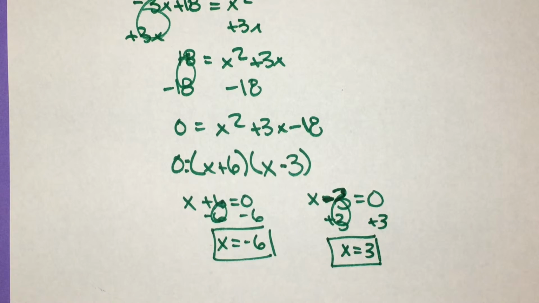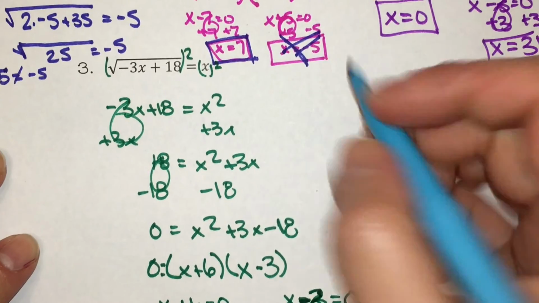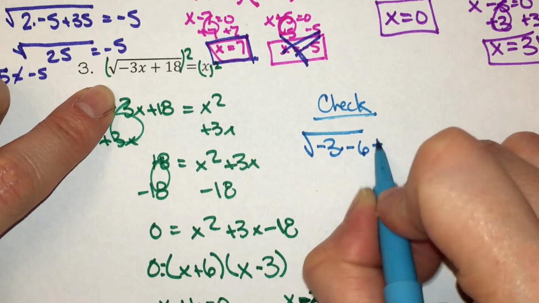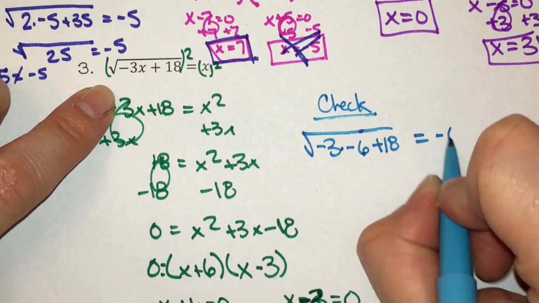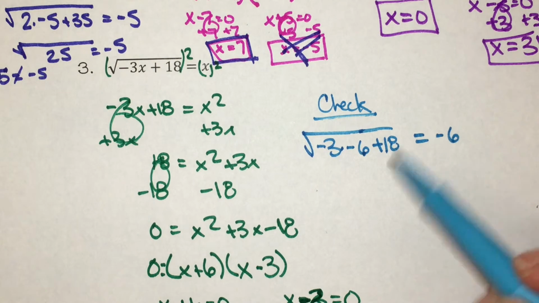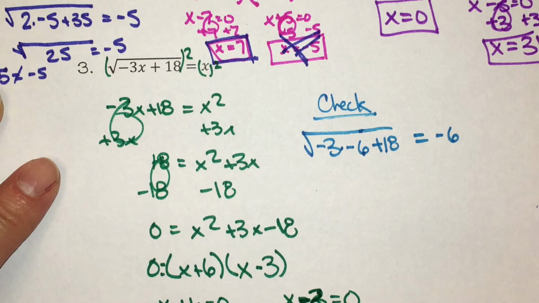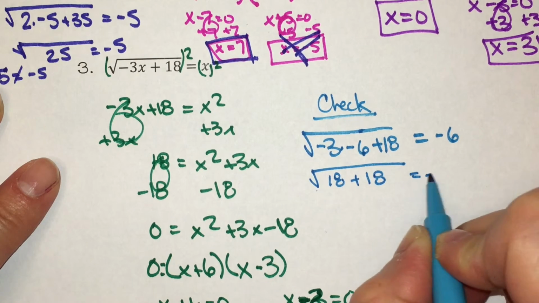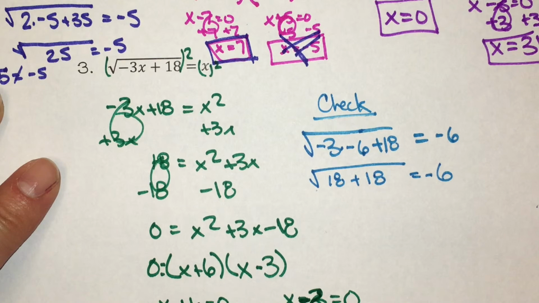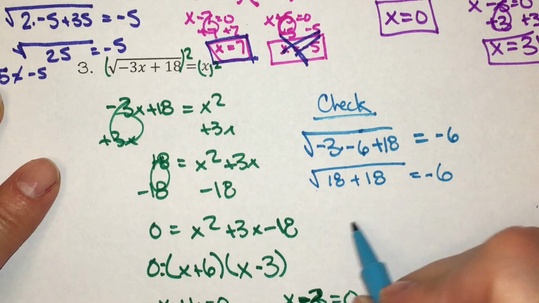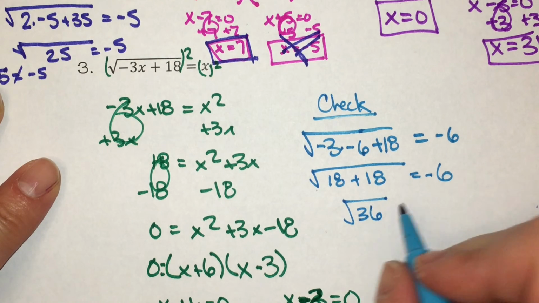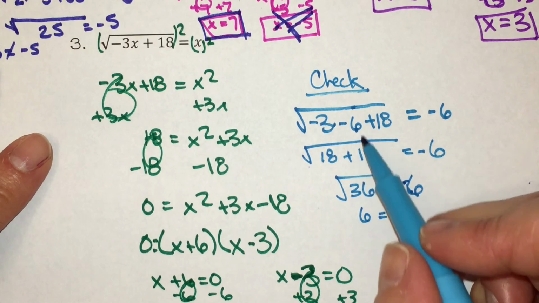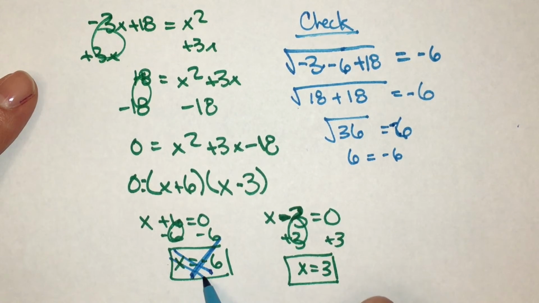Okay, now I'm going to go back and double check, make sure I did it correct. Plug in negative 6. So we have the square root of negative 3 times negative 6 plus 18 is equal to negative 6. All right, negative 3 times negative 6 is positive 18. So we have 18 plus 18 is 36. That should equal negative 6. Square root of 36 is 6. The two sides are not equal, so I know that plugging in negative 6 for x will not work, so that's extraneous. Make sure you cross it out.